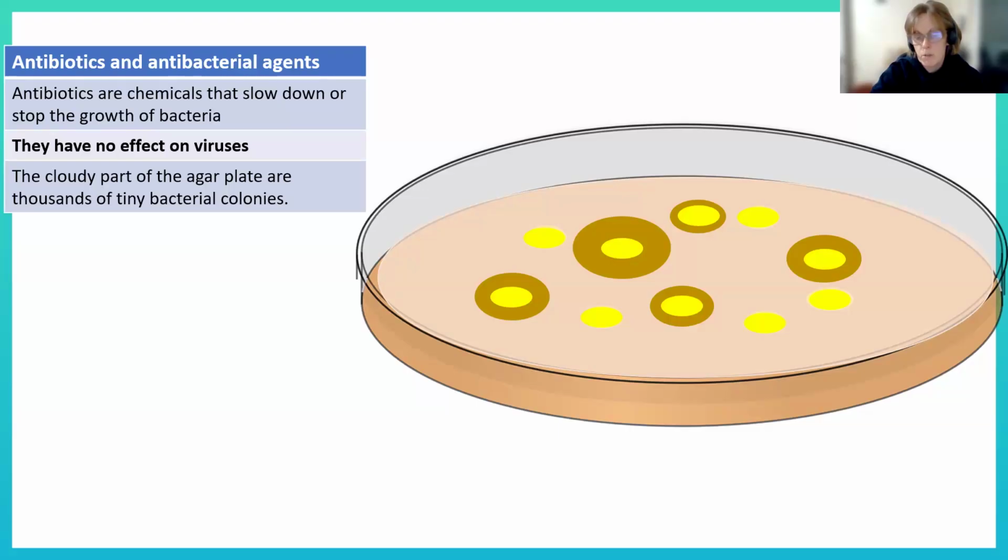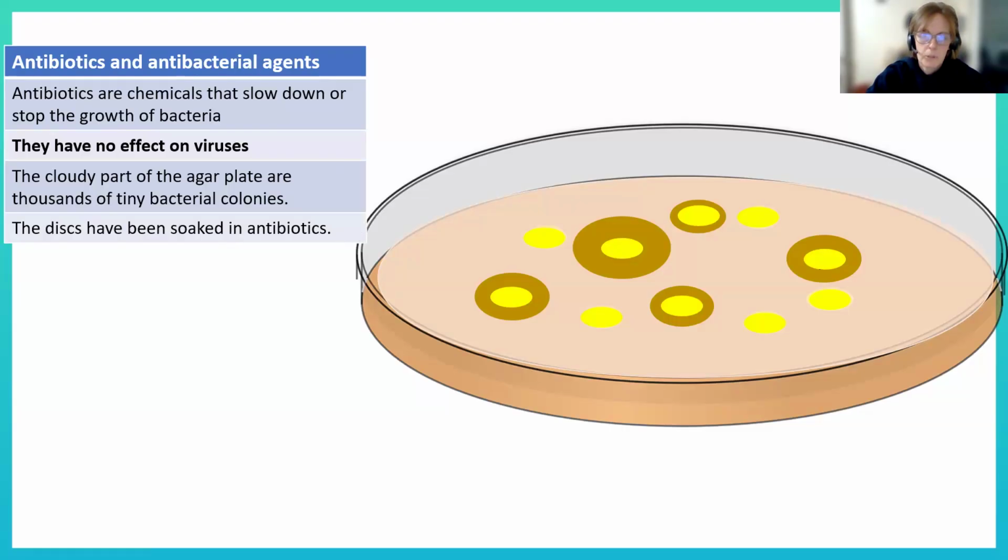Now, if you put loads and loads of bacteria, a really concentrated amount, onto the Petri dish, you wouldn't just see little dots of colonies. You'd have so many colonies that they'd all merge into one. And that's what you can see on this agar plate here. There's hundreds of thousands of little colonies. And these yellow spots, these yellow discs, they're about the size of the little discs that come out if you use a hole punch, and they're made out of little bits of card.